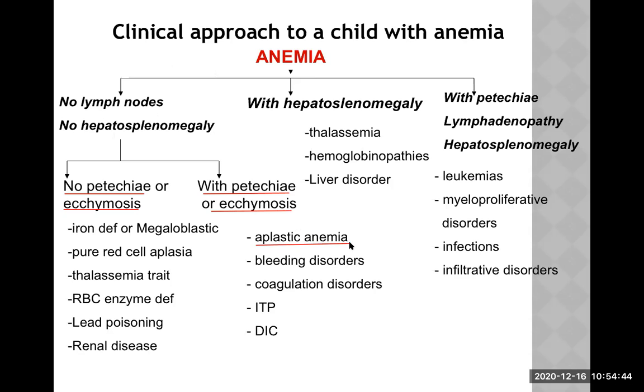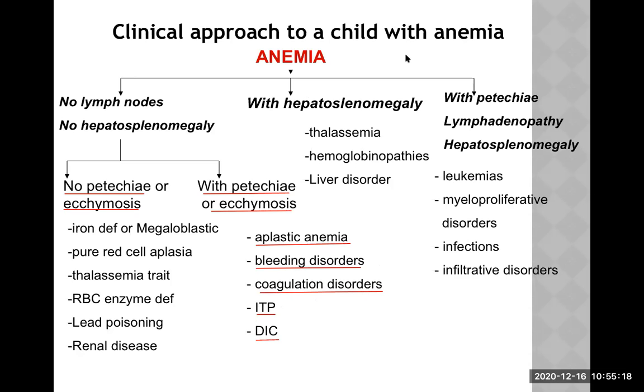Aplastic anemia, where bone marrow is aplastic or hypoplastic, it is not producing enough cells. Bleeding disorders, like ITP. Coagulation disorders like hemophilia. We can add leukemia here also. Leukemia is also a type of bleeding disorder. And DIC, disseminated intravascular coagulation. Some of the disorders are in a different group because of their different mechanism.